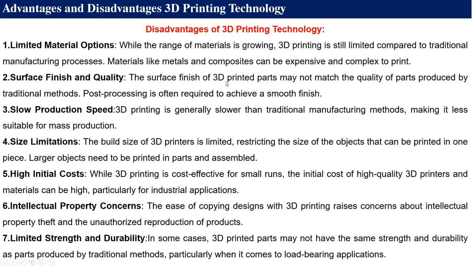Surface finish and quality. It depends on how you are assigning the parameters to the 3D printer and the quality of the 3D printer you are purchasing. Slow production speed: 3D printing is generally slow as compared to traditional methods, making it less suitable for mass production. For low volume production, we can use 3D printing effectively.